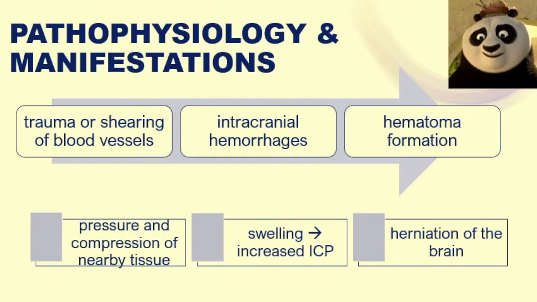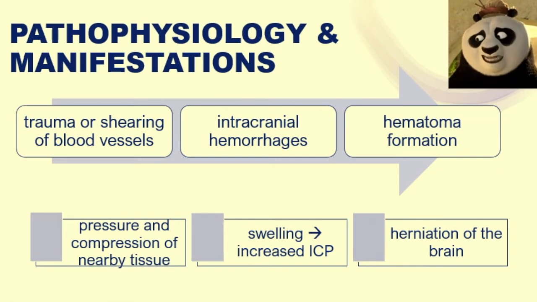Now, let's talk about the pathophysiology and manifestations of intracerebral hemorrhage. Class, trauma or shearing of the blood vessels may result in intracranial hemorrhage, and later on in hematoma formation. It may be because of trauma, or maybe the blood vessels have ruptured. That would result in your intracranial hemorrhage. Once this bleeding is there, it may form a hematoma. Now, this hematoma might result in any of these three.